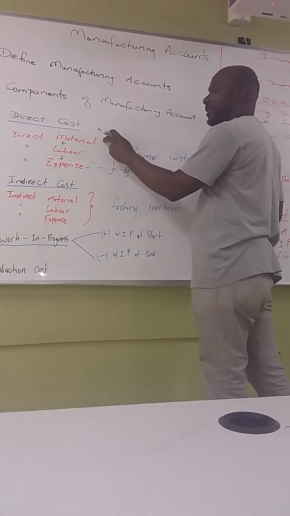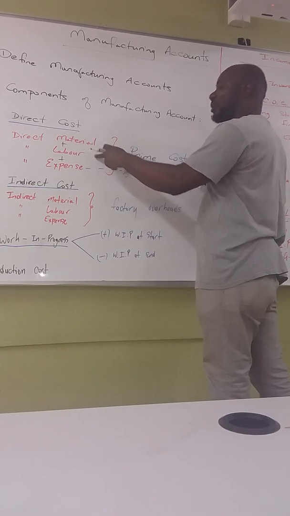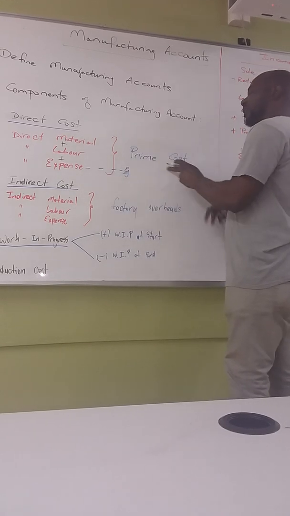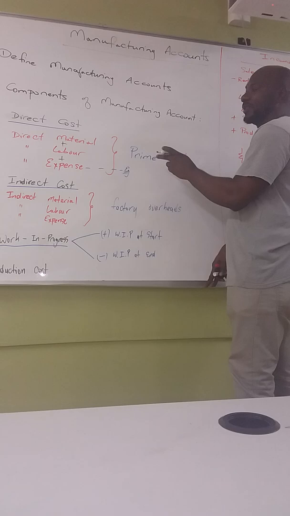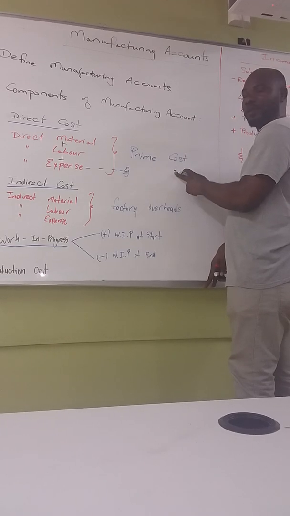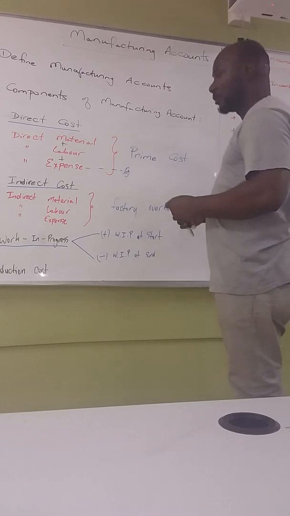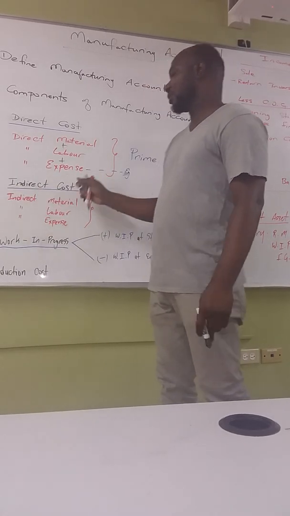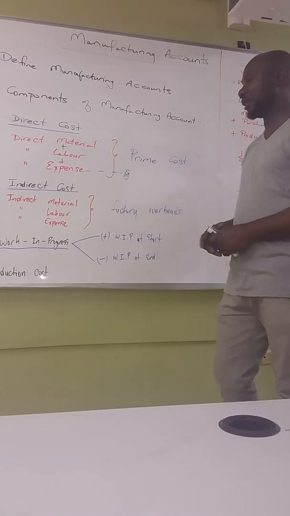So your direct material plus any direct labor, if there was any, plus any direct expense, if there were any, would give you what is known as your prime cost. So prime cost by definition is all your direct costs added together. Right? It equals all of your direct costs. Next, what do we want to speak about? Secondly, our indirect costs.